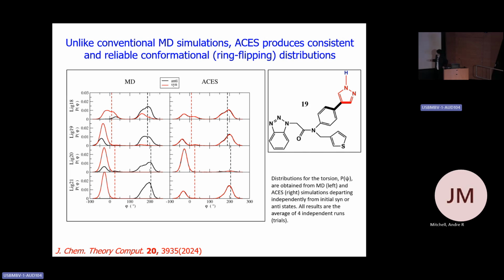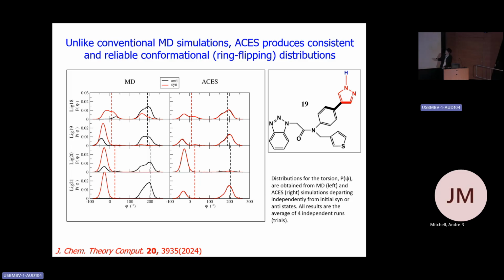If we analyze the whole torsion distribution across the whole trajectory, it is clear that the MD simulation would just stay where it started. If you started from the red torsion, you would stay in red for the majority of the trajectories. If you start from the black torsion, it would just stay in black.